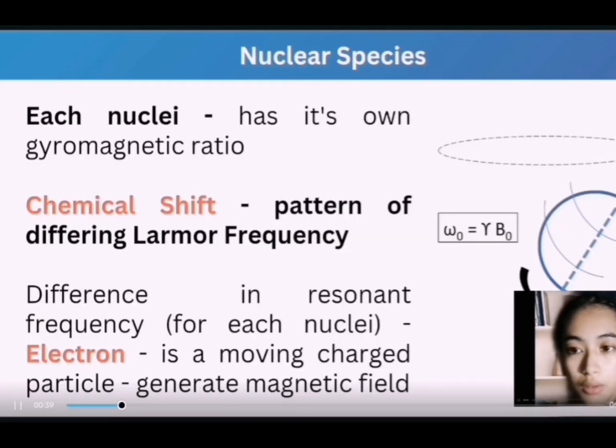So we all know that each nucleus has a unique gyromagnetic ratio, and the chemical shift refers to the pattern of differing Larmor frequency. So the difference in resonance is because of the electron. The electron is a moving charged particle, and because of that, it generates a magnetic field.